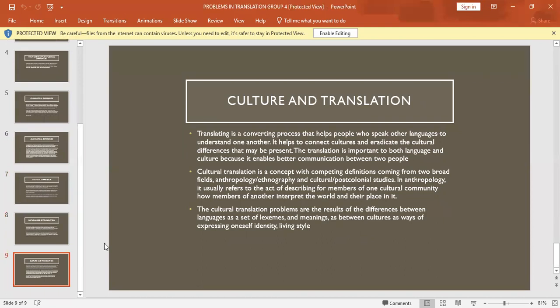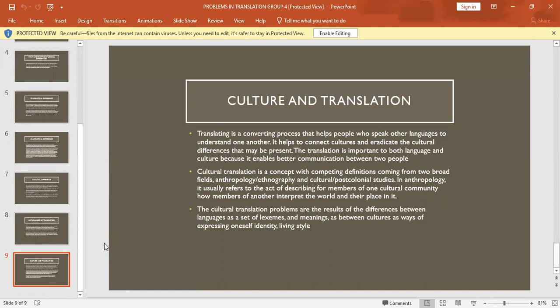And last is culture and translation. Translation is a converting process that helps people who speak other languages to understand one another. It helps to connect cultures and eradicate the cultural differences that may be present. Translation is important to both language and culture because it enables better communication between two people.